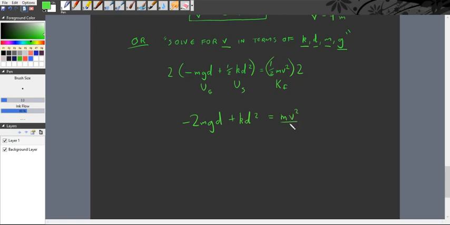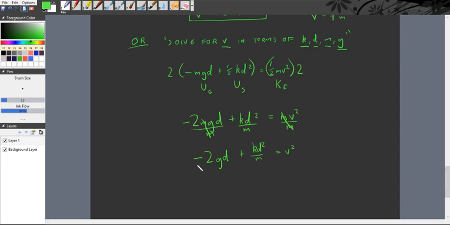Again, we're trying to get v by itself, so we're moving progressively inward in the equation. In this first term, the m's cancel out, and of course, in the mv squared term, the m's cancel out. So I have negative 2gd plus kd squared over m is equal to v squared.